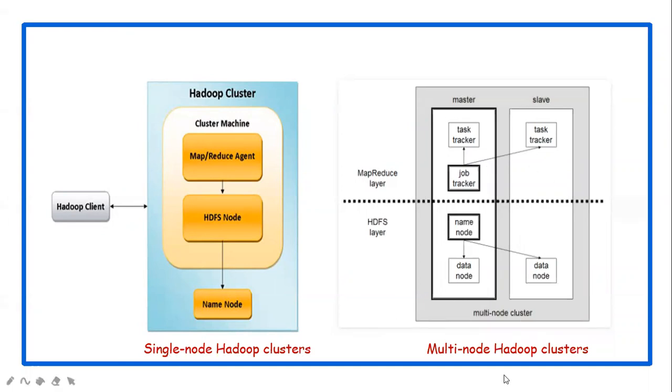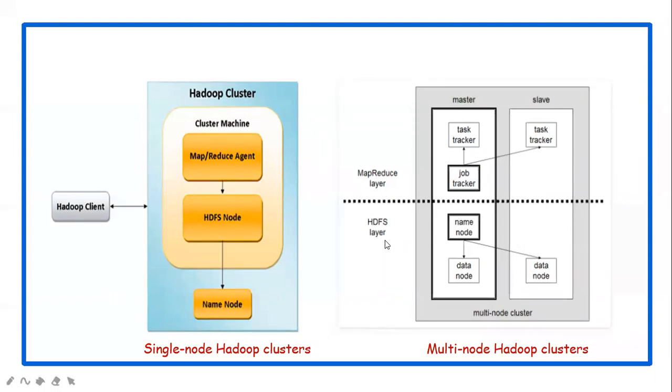Next is the multi-node Hadoop cluster. A multi-node Hadoop cluster is nothing but multiple nodes. Here there is a name node, a data node, another data node, also a job tracker, a task tracker, and another task tracker. This is called the master and this is called the slave. But in the single node case there is no master and slave, only one machine. There is no slave and master concept.